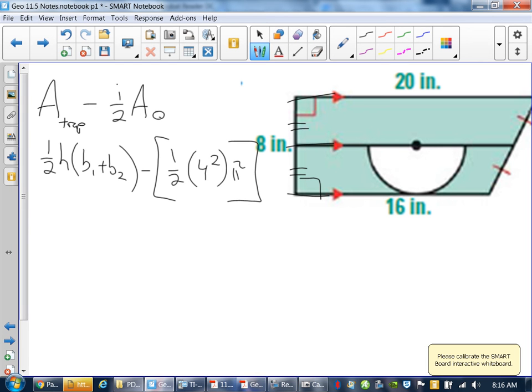Have to be very careful on how you type this through. Try not to put it all at once. Okay. Take care of your trapezoid first. 1/2. 8 times 36. Okay. 144. Good. Write that down.